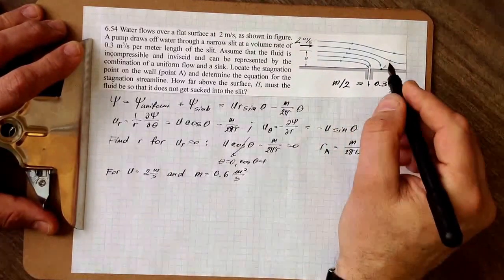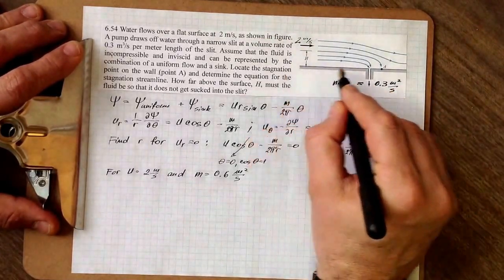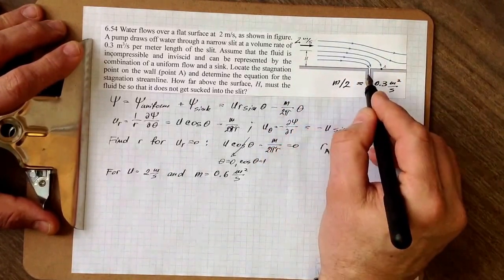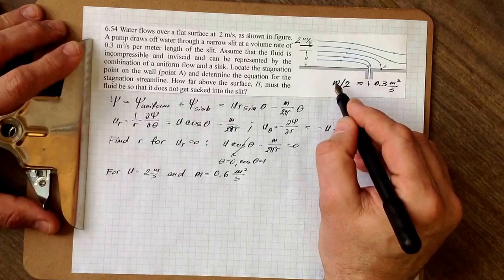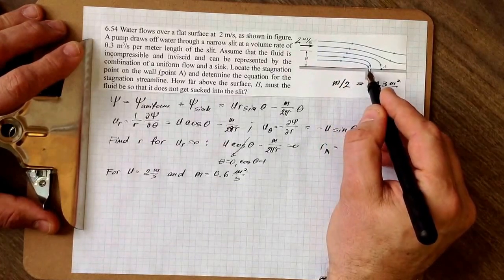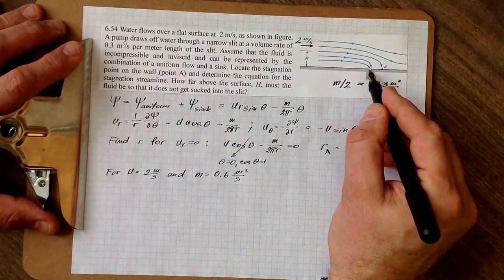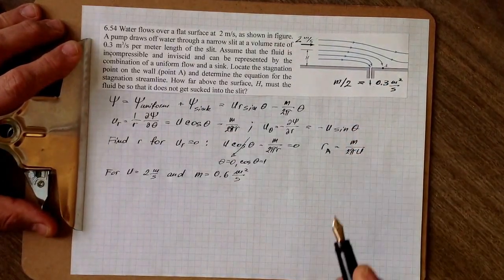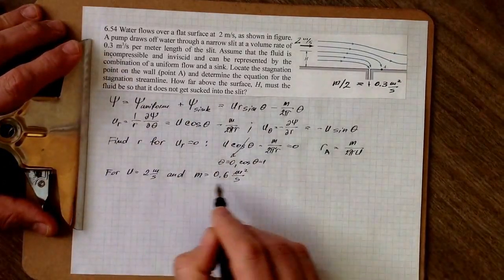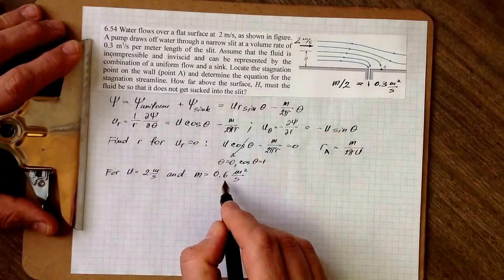because we're only looking at one half of the picture. Imagine that there could be a mirror image here from the bottom, where there would be suction at this point from the bottom stream, so the total strength of that sink is 0.6 meters squared per second, and that's what we have to use.